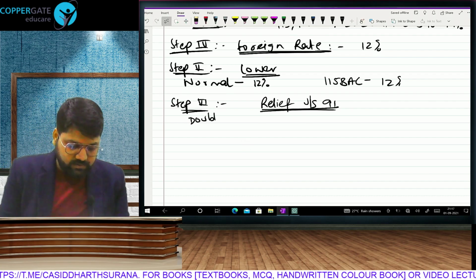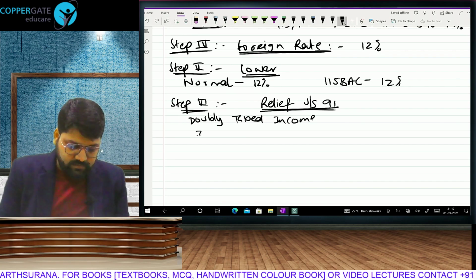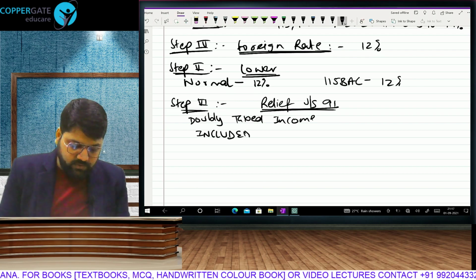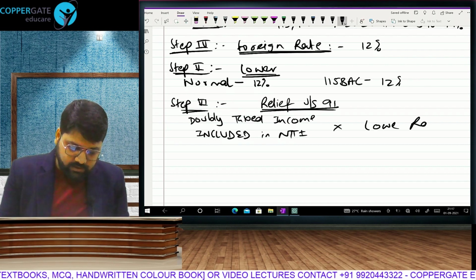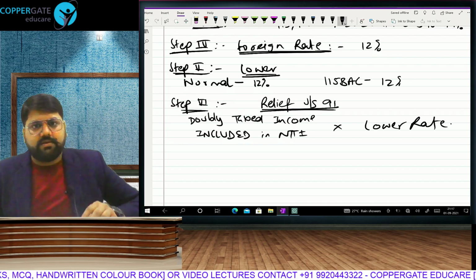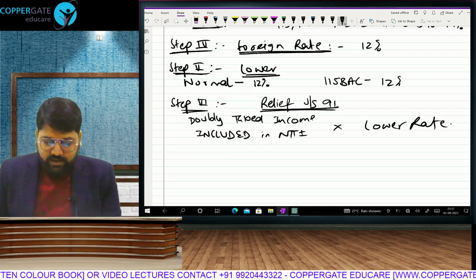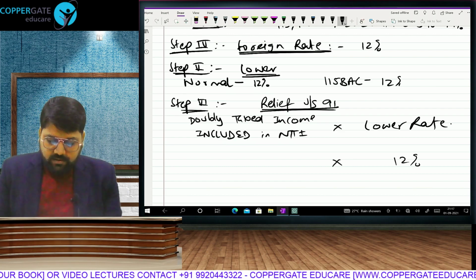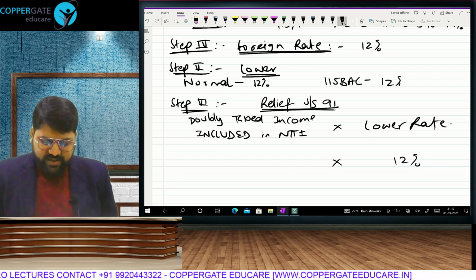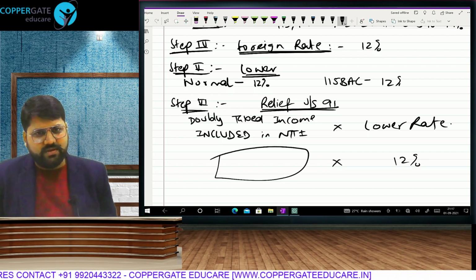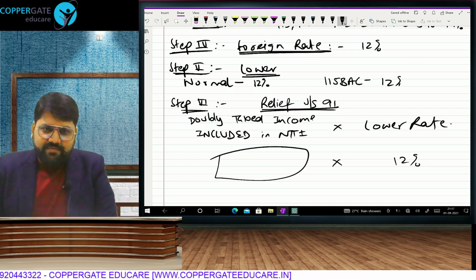Very good. Doubly taxed income included in NTTI into the lower rate. Excellent. Fantastic. And now do you understand? Understand that the lower rate we are getting is 12% for old as well as new both. So we can just take one amount for old as well as new and calculate our relief, correct? Or no? Or you have anything else to say?